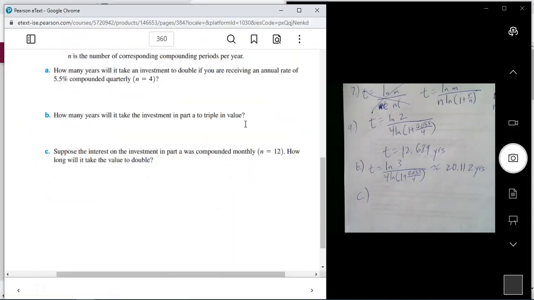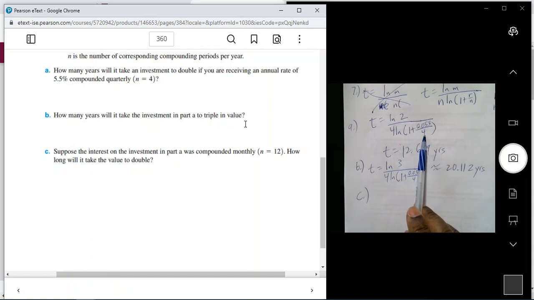It says, suppose the interest on the investment in Part A was compounded monthly, N equals 12. How long will it take the value to double? Okay, so what they're saying here is the only thing they're changing is your N value. So you will go back to A, and the only thing that you would need to change is your N value, which would be this 4 here would become a 12.